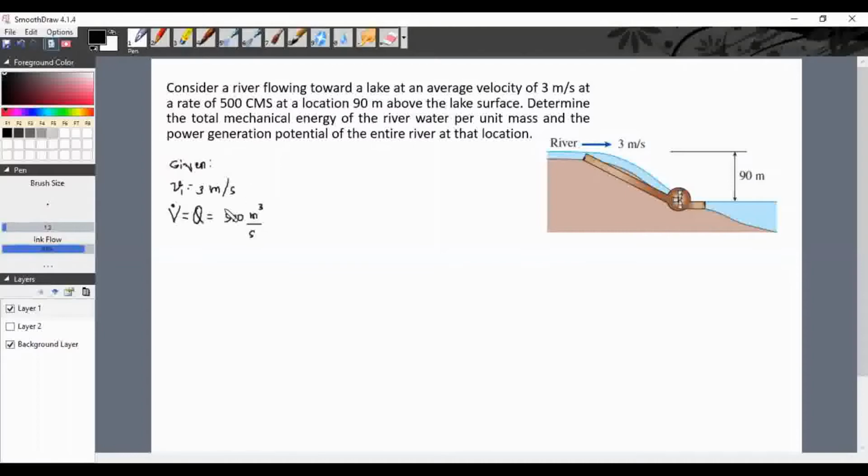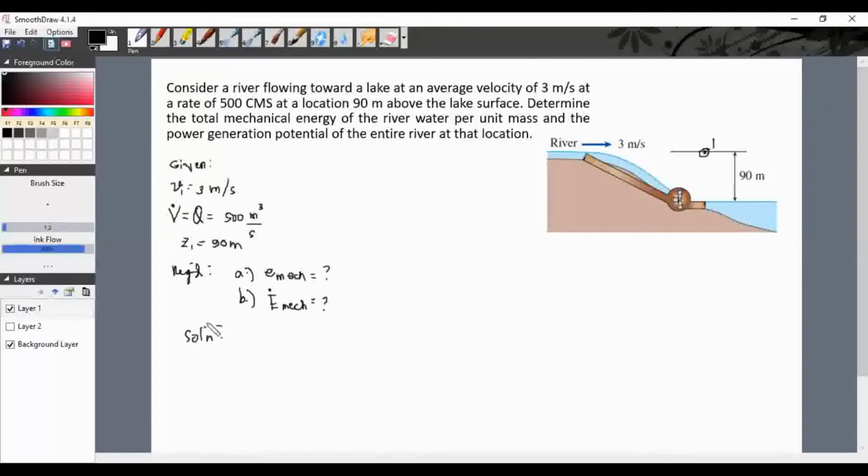And we have, ginawa kong ito yung aking point 1, no? So, we have Z1 of 90 meters. So, required, letter A, we're looking for the mechanical energy potential. So, at point 1 tayo titingin, no? And then letter B, yung power generation ng ating mechanical energy, potential power generation. Okay, so ito, pag maliit na letters, per mass basis, no? So, try natin i-solve.